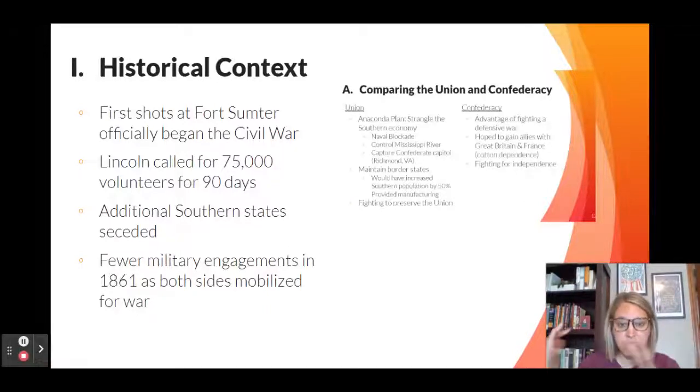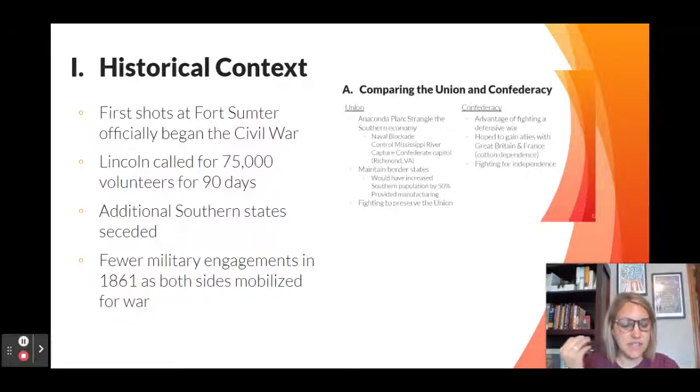Now, if you missed the first lesson and you want to know more about comparing the Union and Confederacy, head back and watch 5.8a. But basically, what you want to be able to remember from that lesson is what were the strategies of both the Union and the Confederacy? What were their advantages or disadvantages? And a little bit about Fort Sumter.